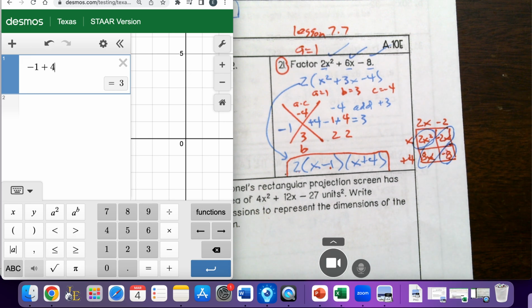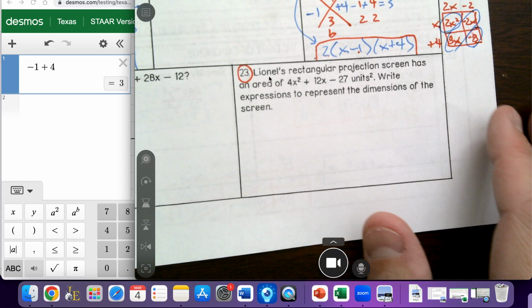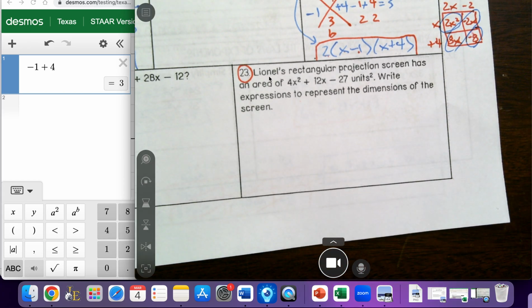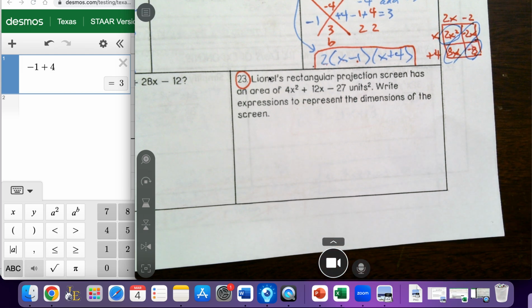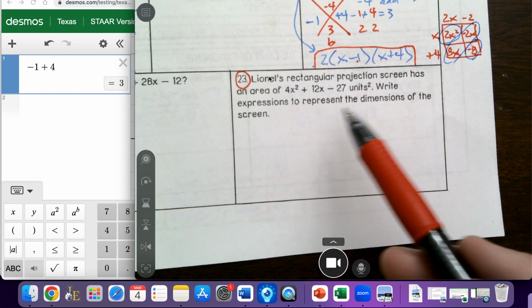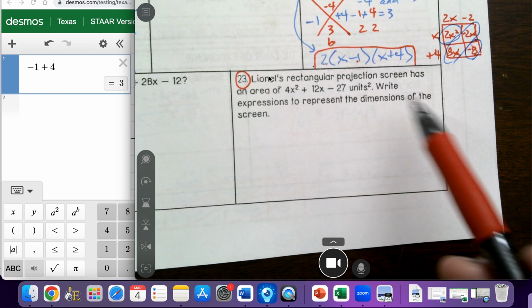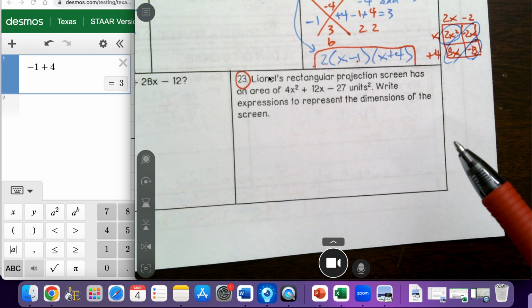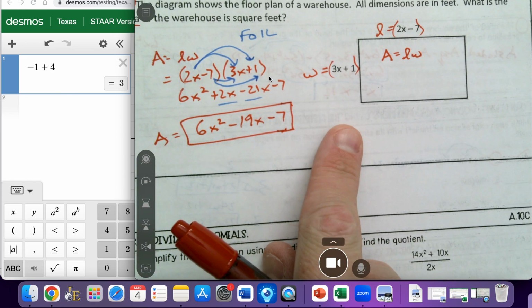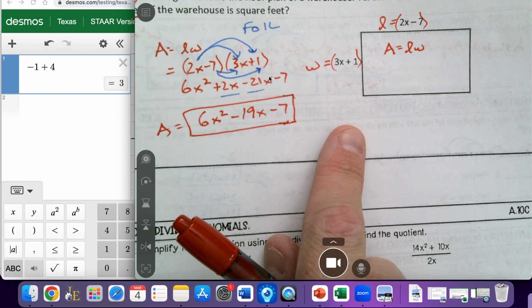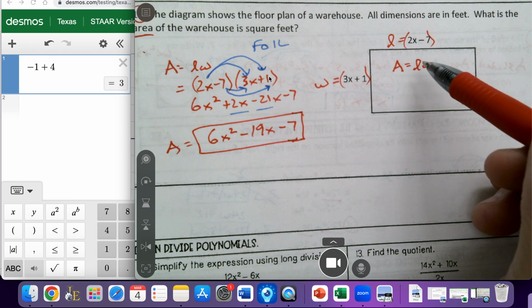Last problem I'm going to do here on this video is problem number 23. Let's get this going up here. So it says Lionel's rectangular projection screen has an area of 4x squared plus 12x minus 24 units squared. Write an expression to represent the dimensions of the screen. So this is a reverse, or the opposite, of problem number 11. Problem number 11 is we're given the dimensions and we're trying to find the area.